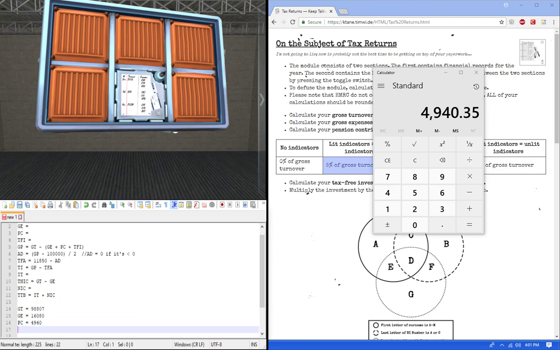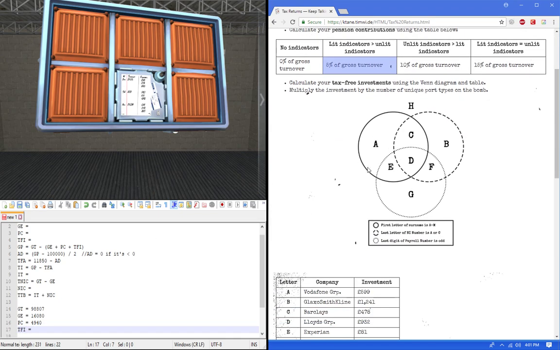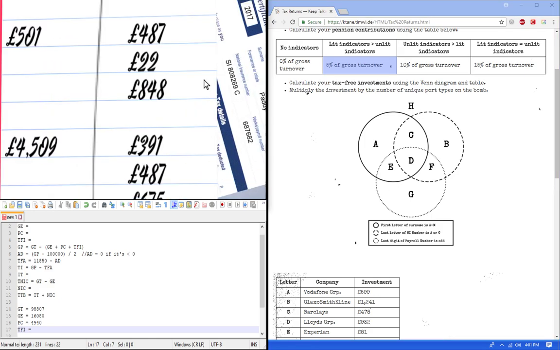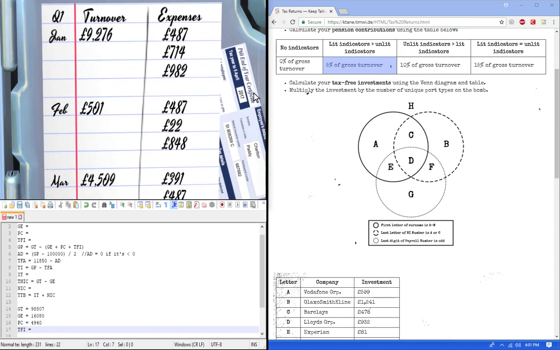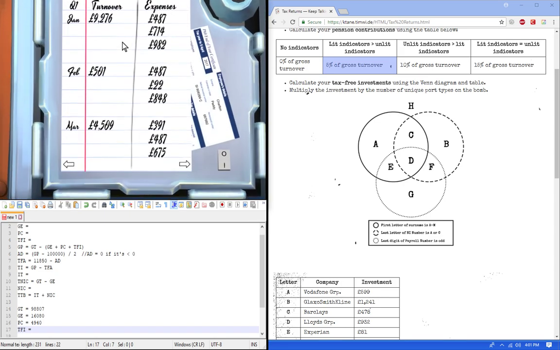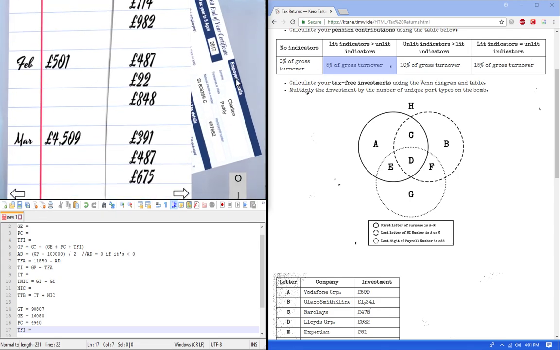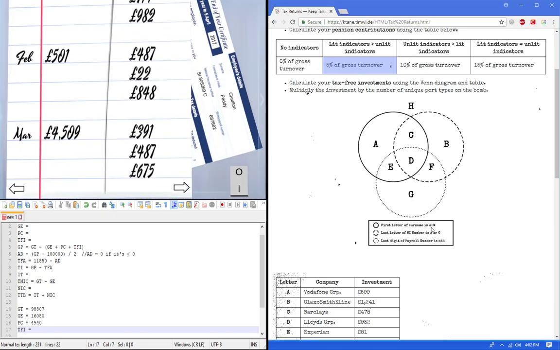Next, we have to calculate our tax-free investment, for which we're going to use this Boolean Venn diagram. This Boolean Venn diagram will point towards this little piece of paper to the side of your quarterly turnovers and expenses. The first letter of the surname is between A and M? Yes, there's a C, so we're going to use the first one. Last letter of the NI number is A or C? Yes. NI number refers to the national insurance number. So the last one is C.